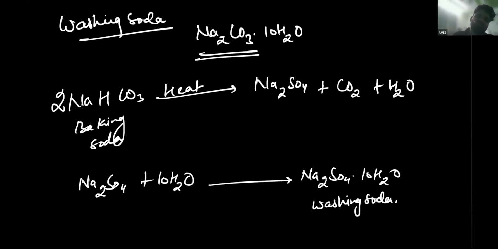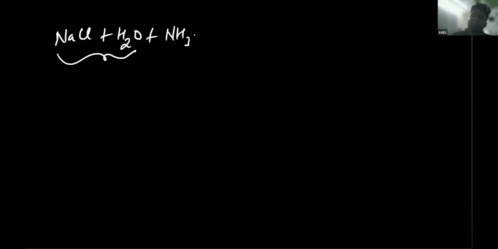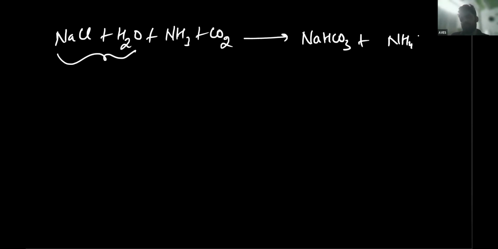A reaction before this can also be written here to show how this one is prepared. It is prepared by using sodium chloride plus water, which is brine. Brine when added with ammonia is called ammoniacal brine, and then carbon dioxide. It gives you sodium hydrogen carbonate plus ammonium chloride. This is baking soda. It forms as a solid precipitate, so it can be easily filtered.